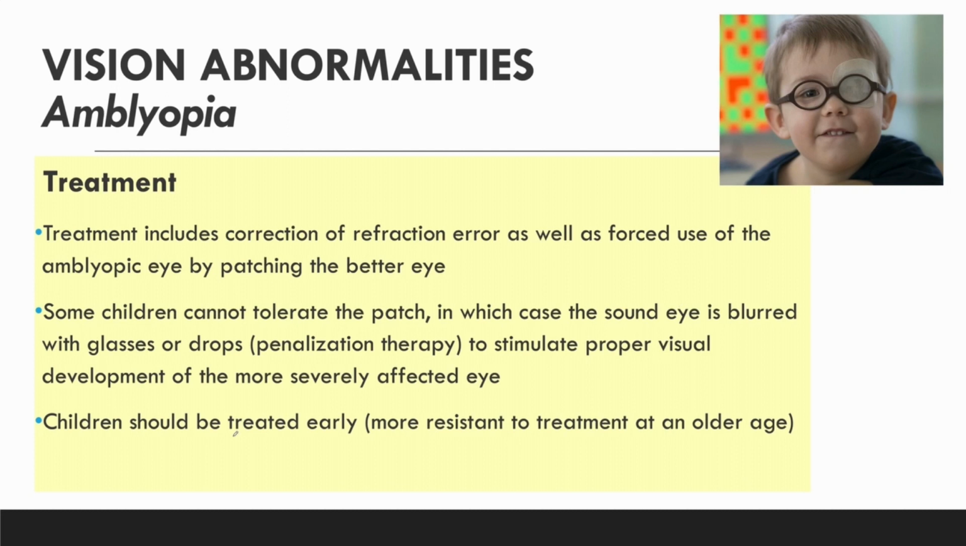You should be treated as early as possible because as you grow older, one, the brain's already starting to shut off the bad eye, and two, the brain is growing at such a fast rate when kids are little. So you miss out on that window to create those neural pathways.